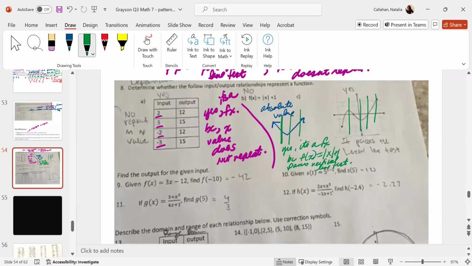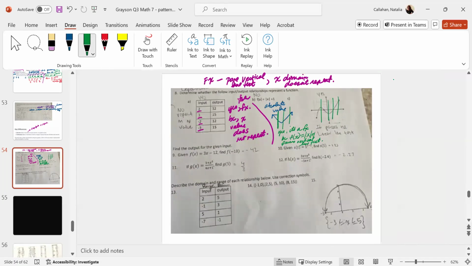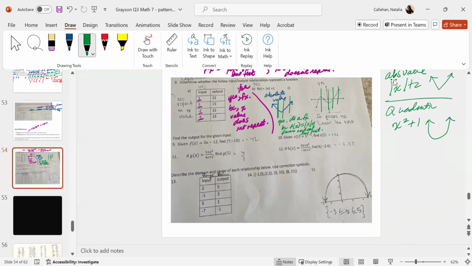Let me just give you some more examples, okay? Yeah. Absolute value is going to be like this plus 2. It's in the shape of a V, right? That will pass the vertical line test, okay? If you have a quadratic, which will give you a parabola, so you have x squared plus 1, it'll be like this. Do you see that? That will also pass the vertical line test, okay? So just be careful of that.